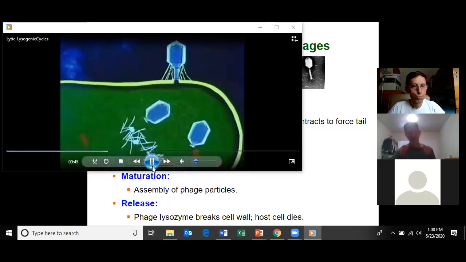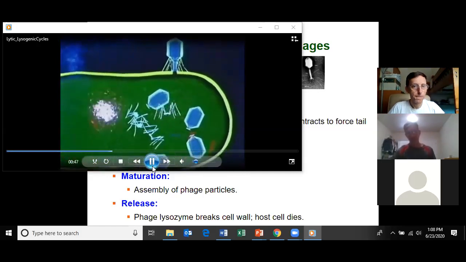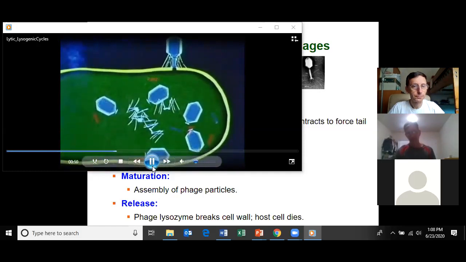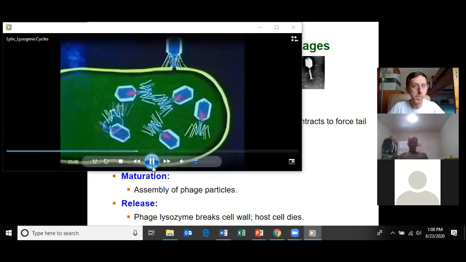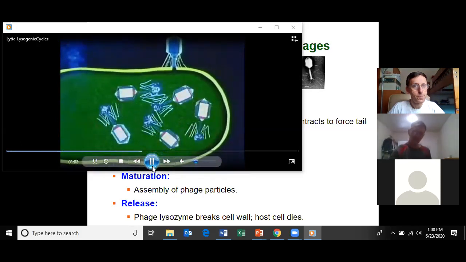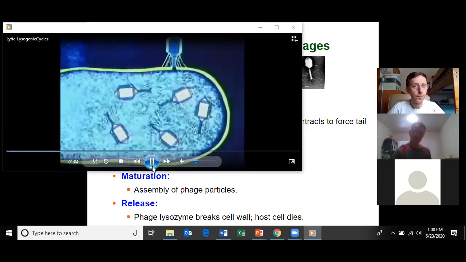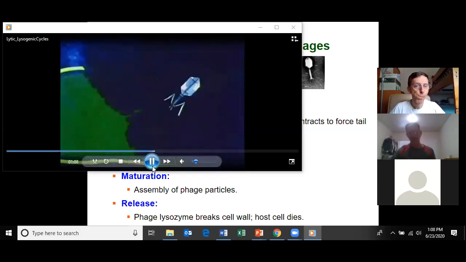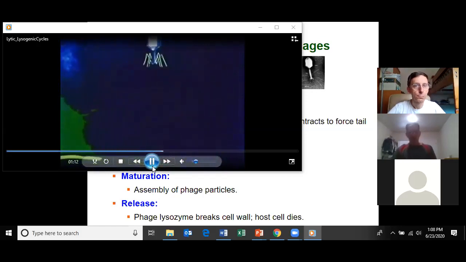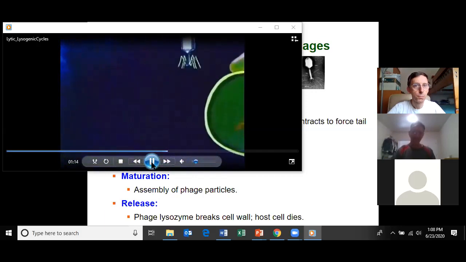The viral nucleic acid uses the cell's enzymes and organelles to replicate new viral parts. The parts are assembled into new virus particles called virions. Finally, the new phages release an enzyme which weakens the cell wall, and the host cell bursts, releasing the virions. Up to 300 new virus particles can be reproduced in a single host cell.